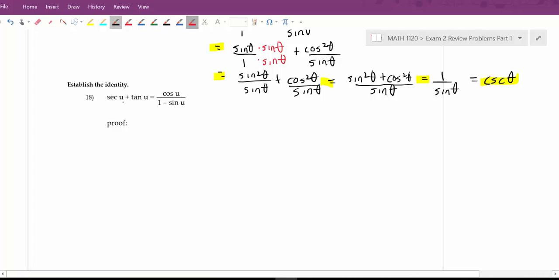Okay, so on this one, pick a side. I think it's probably easier to go with the right side. I mean, you could try it either way. I'm sure you could get it going either way. So again, just pick a side, write it down, and then put an equal sign.